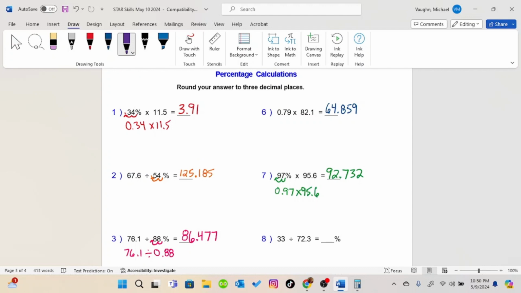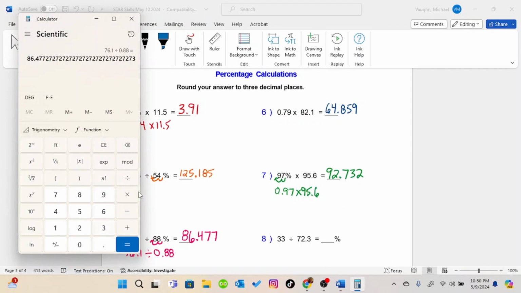Number 8. This time, we want to put our answer as a percentage. So we're going to do 33 divided by 72.3. And that's going to equal 0.45643.